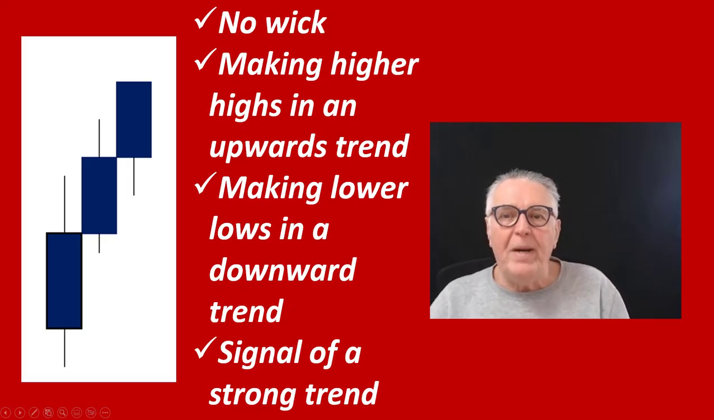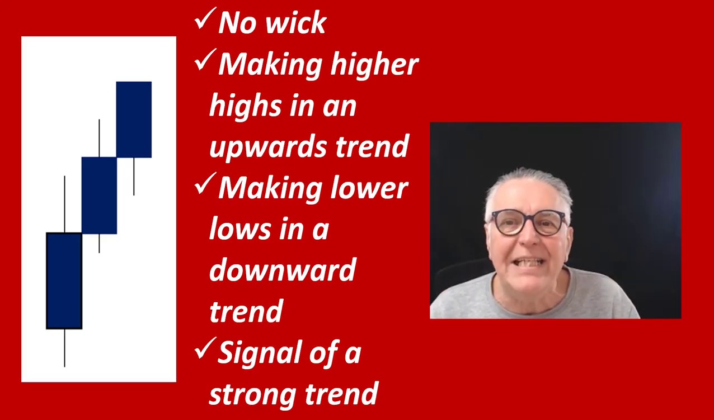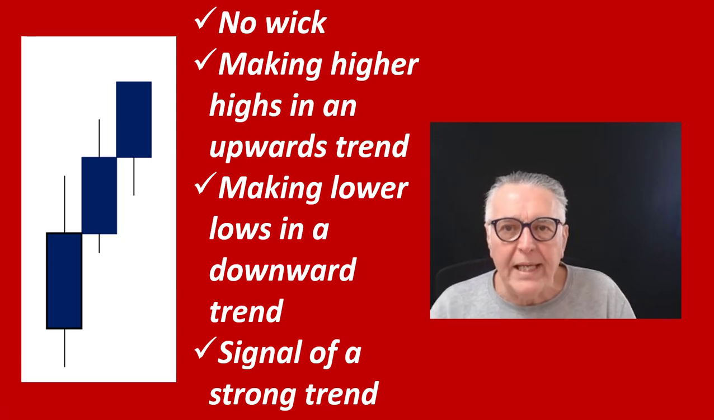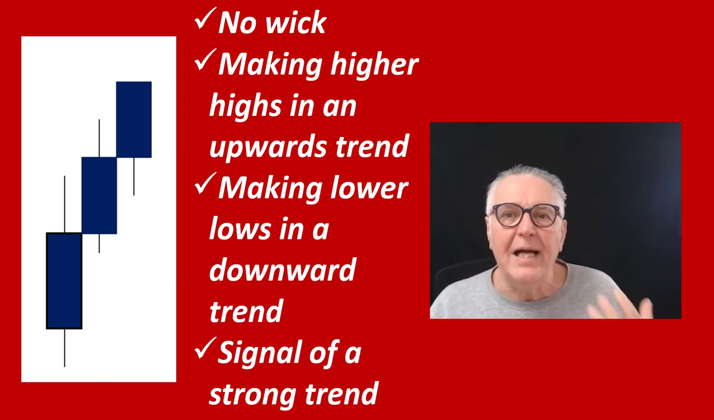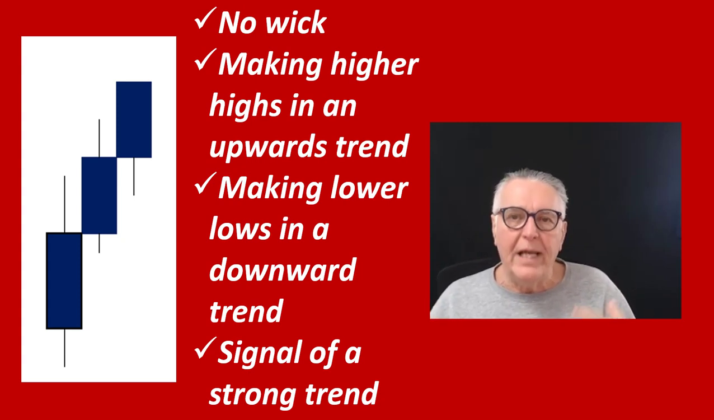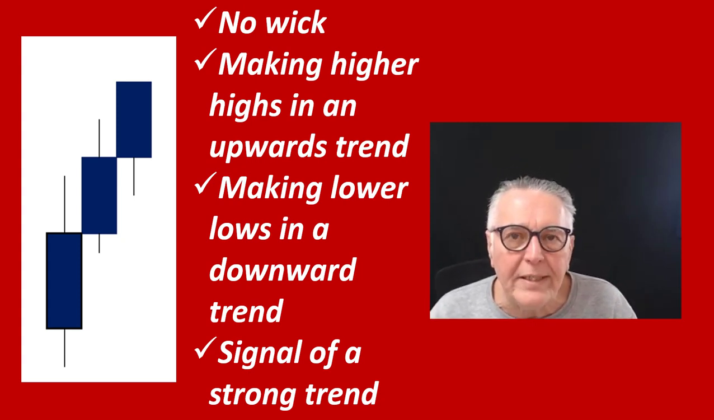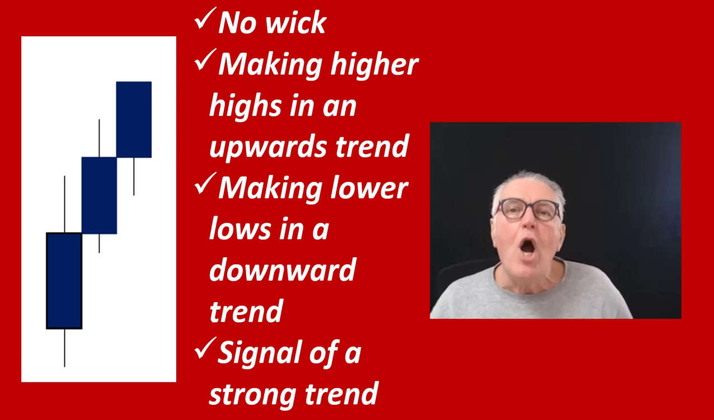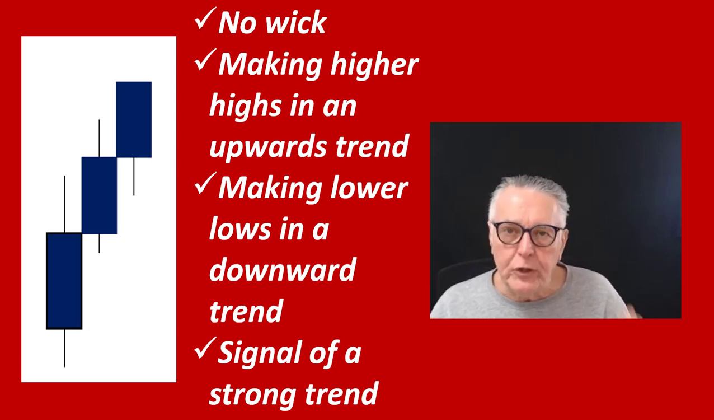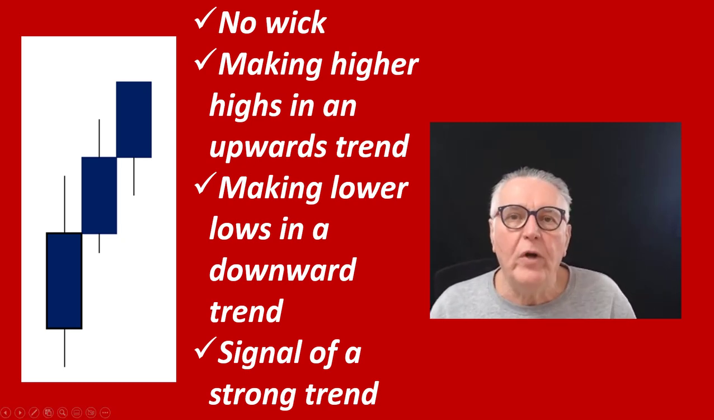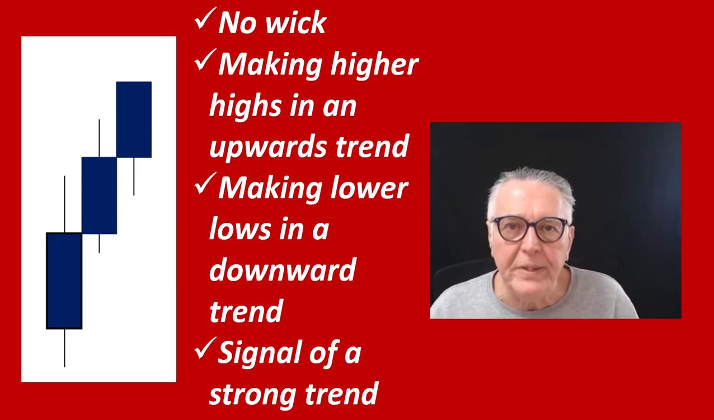So when you see blunt candles, those represent strong trends, and hopefully you have caught it in the right direction. So just a reminder, a blunt candle is a no wick candle. It is making higher highs and higher lows in an upward trend, and it is making lower lows and lower highs in a downward trend. It is a signal of a very strong trend. So it can also be regarded as a trend continuation signal.